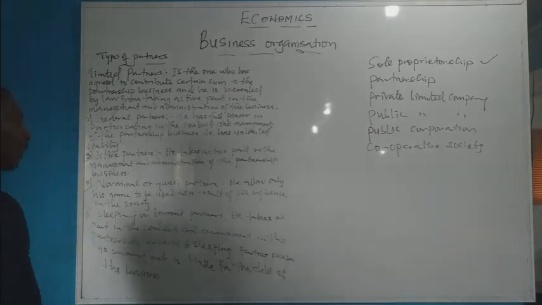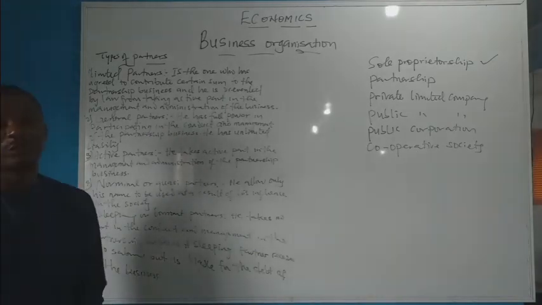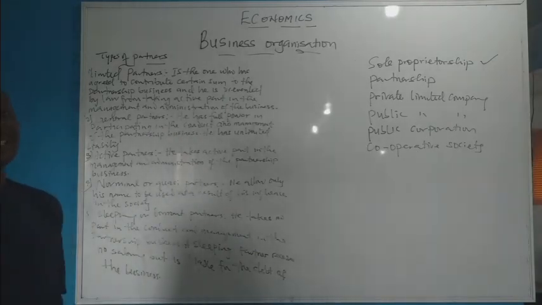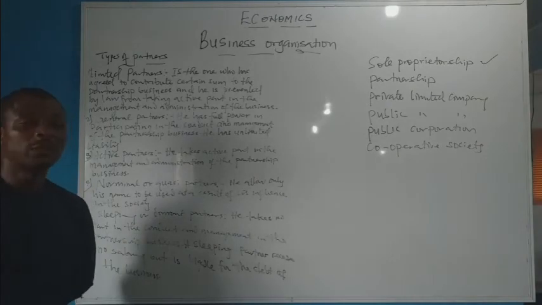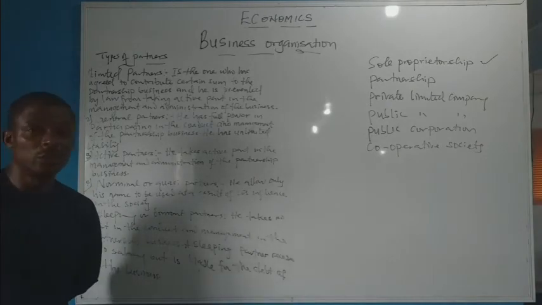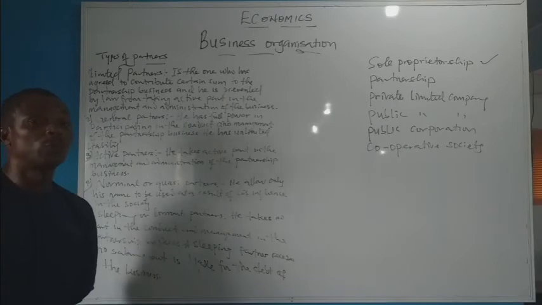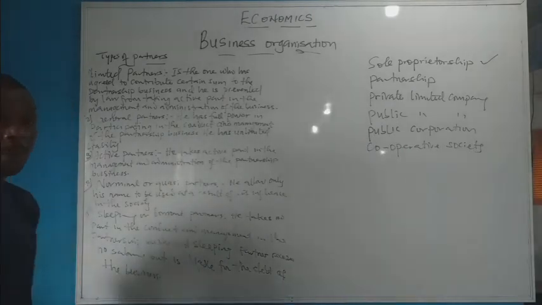Then 4, nominal or passive partner. He allows only his name to be used as a result of his influence in the society, the movers and shakers of the country. It's just the Dangote of our time. So Dangote does not need to put his money in your business. By the time people know that Dangote's name is part of your partners, what will they do?